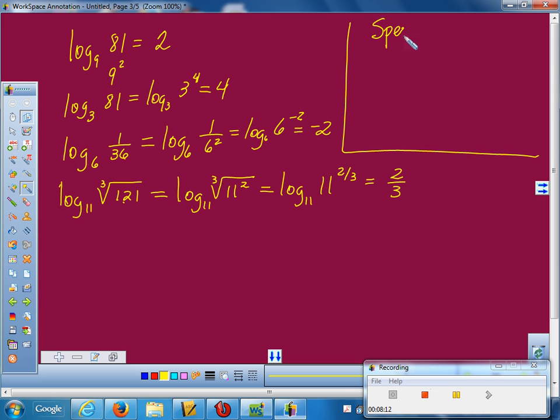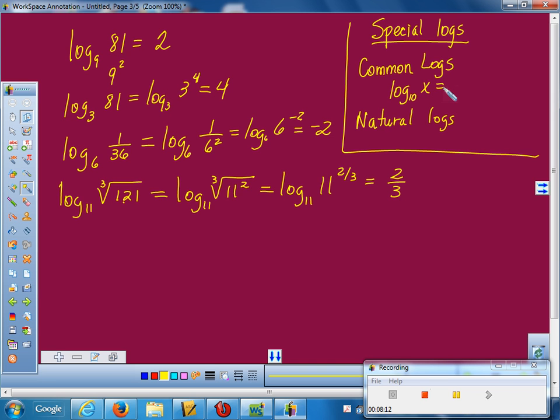Do you remember the two special kinds of logs that we use more than any other kind of log? Natural and common. There are common logs and there are natural logs. Common logs always have what base number? Common logs are always base 10. Why would 10 have been a really important base to use all the time? Because it's simple to use.